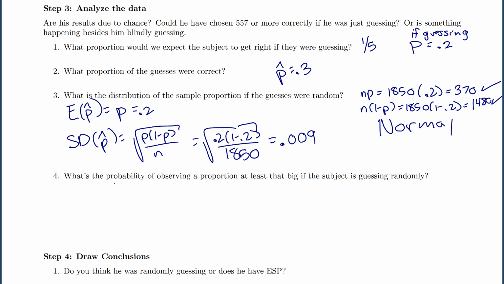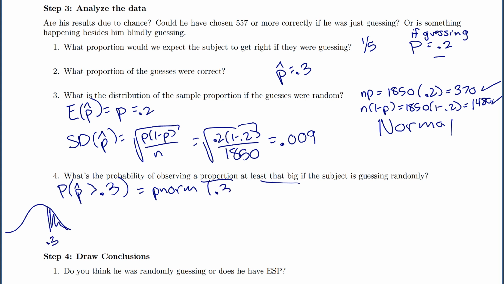Now I can ask, what's the probability of observing a proportion at least that big of what we actually got if the subject is just randomly guessing? What's the probability that we would get a sample proportion greater than 0.3 if he was just guessing, if the population proportion is really 0.2? We're going to do pnorm. Let's draw our picture. Here's my 0.3. We're looking for the area to the right.